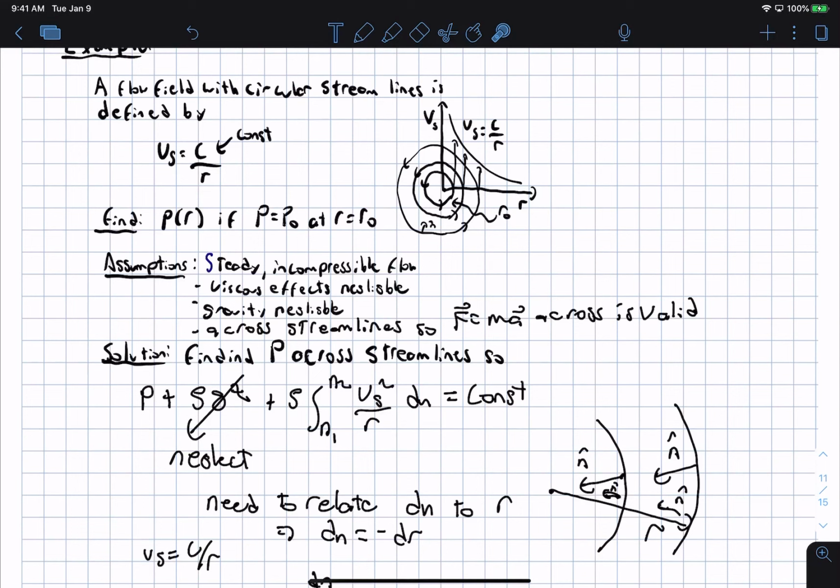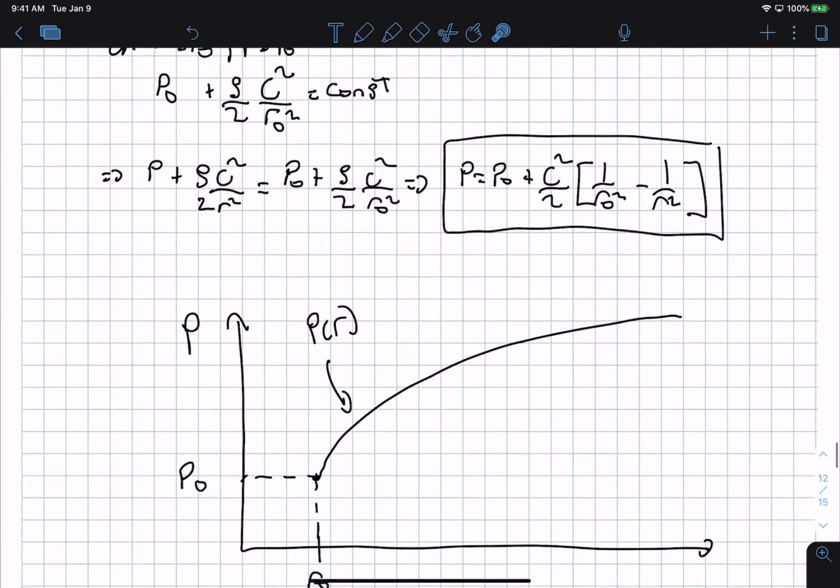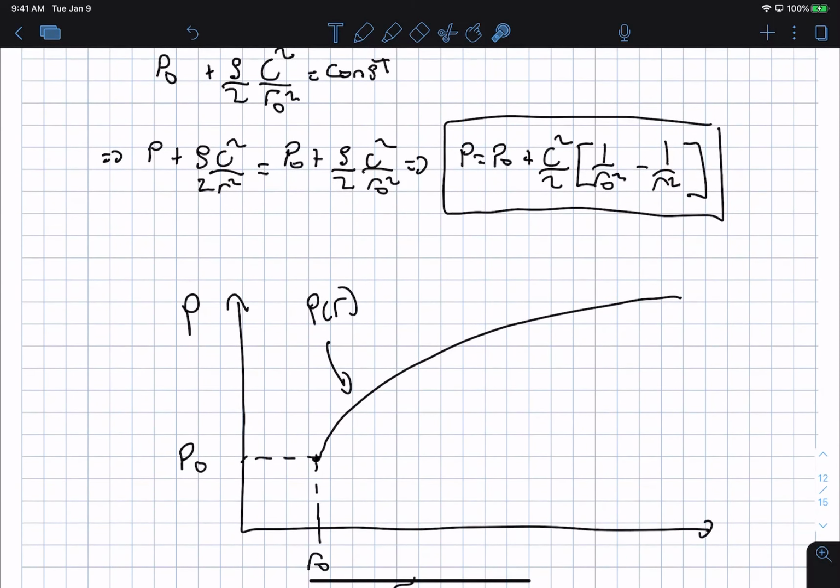In general, there's something called a Rankine vortex, which is a more accurate approximation, but we're not going to go over those in this class. In other words, you can use F equals ma to jump across streamlines, and you wind up with results like this.